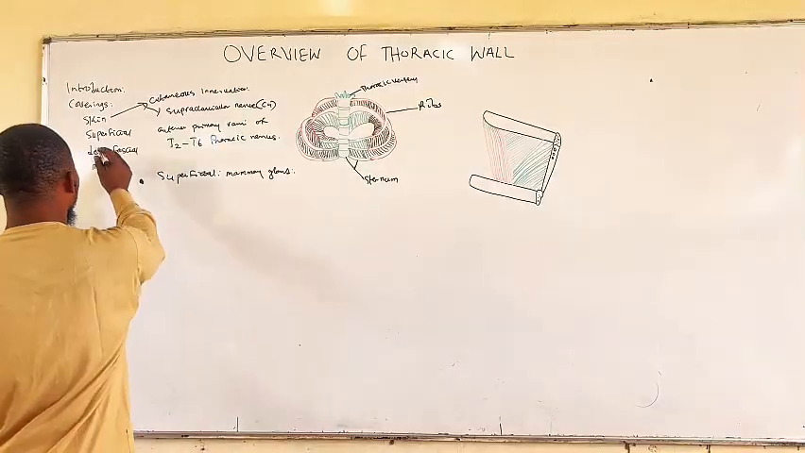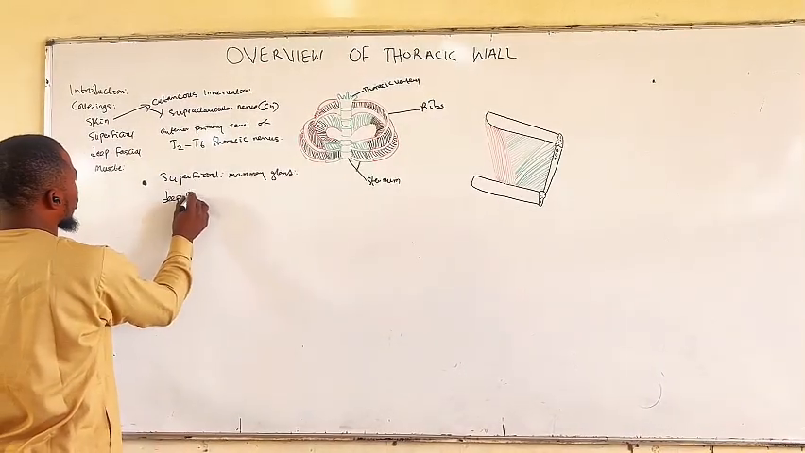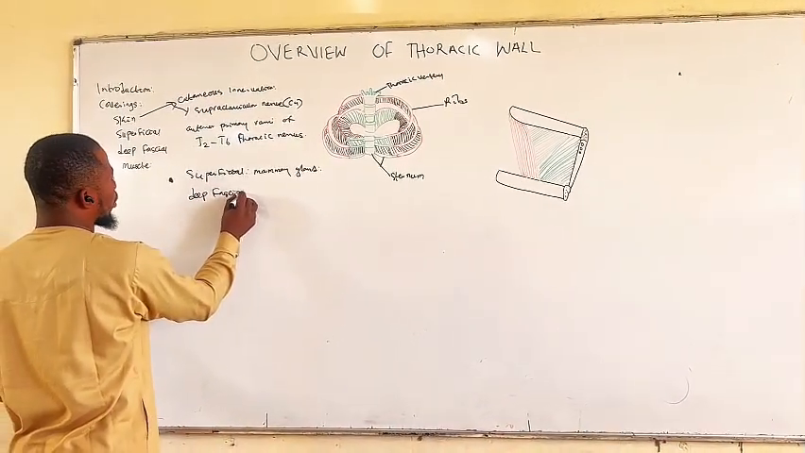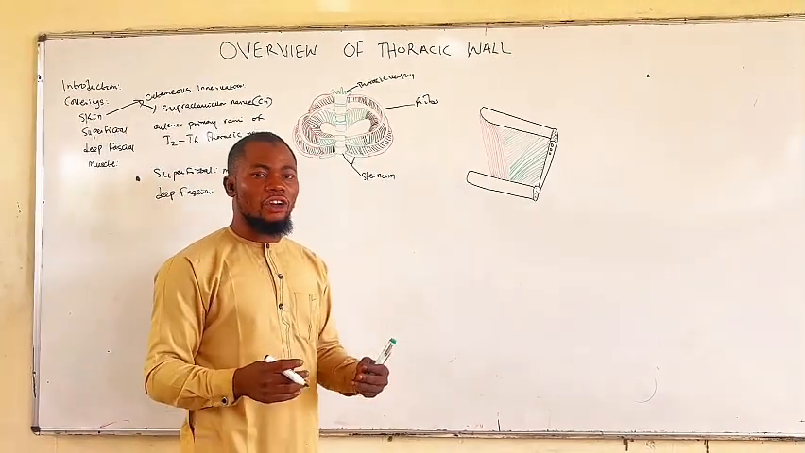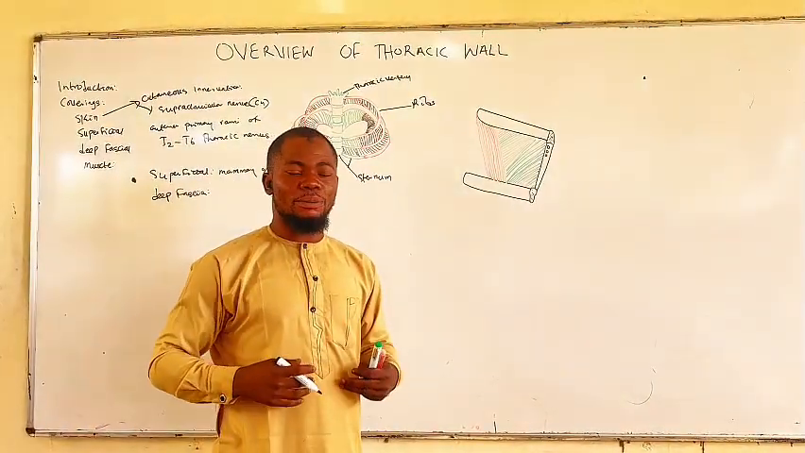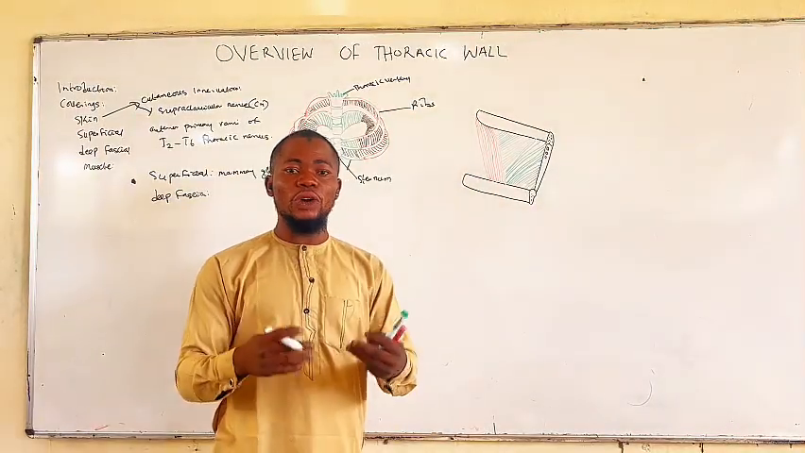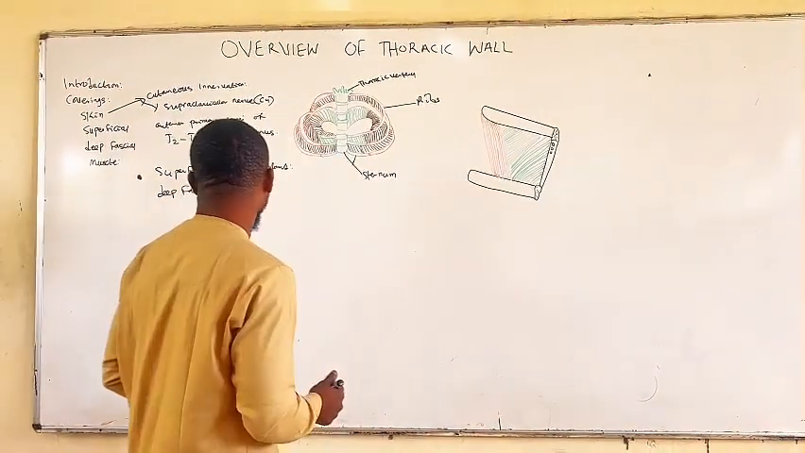Now, the deep fascia. The deep fascia is always thin or ill-defined unless in the pectoral region where it permits the movement of the thorax during breathing.